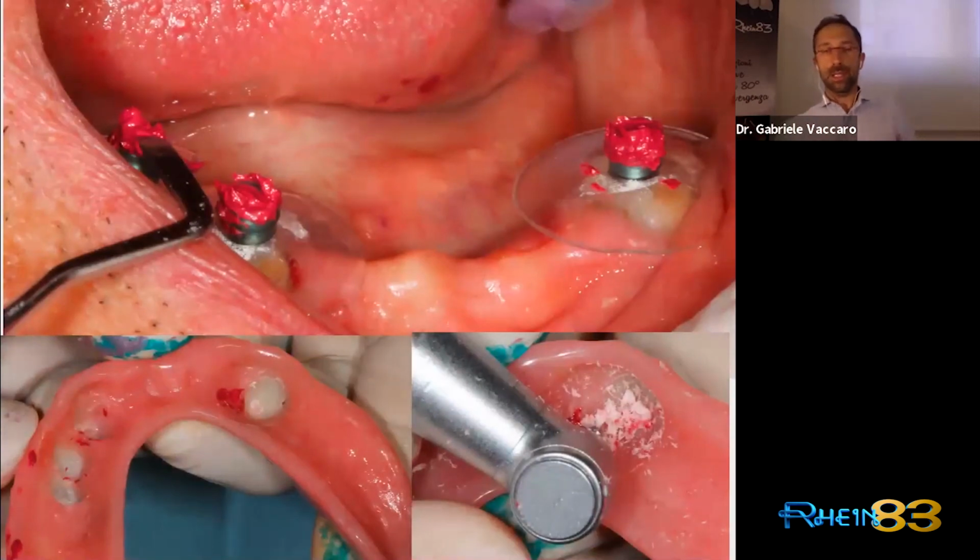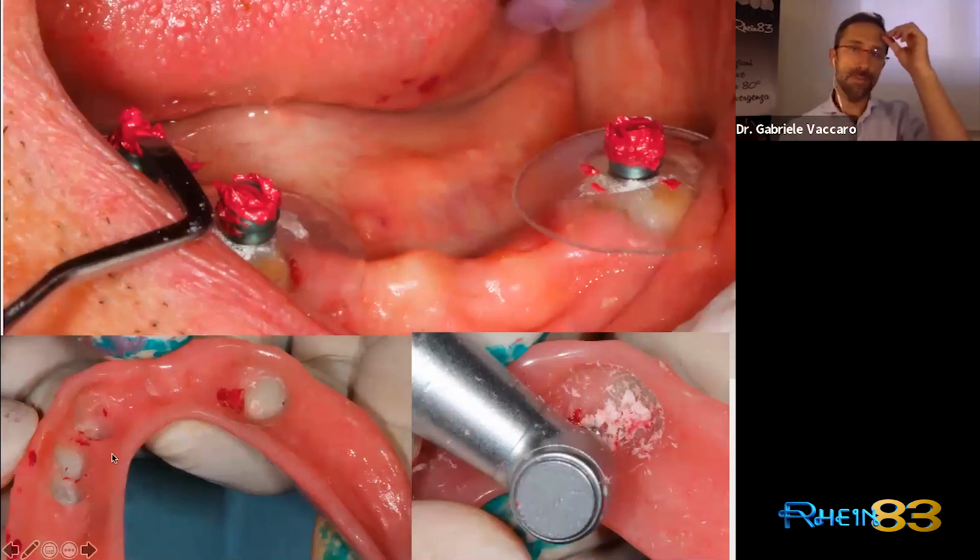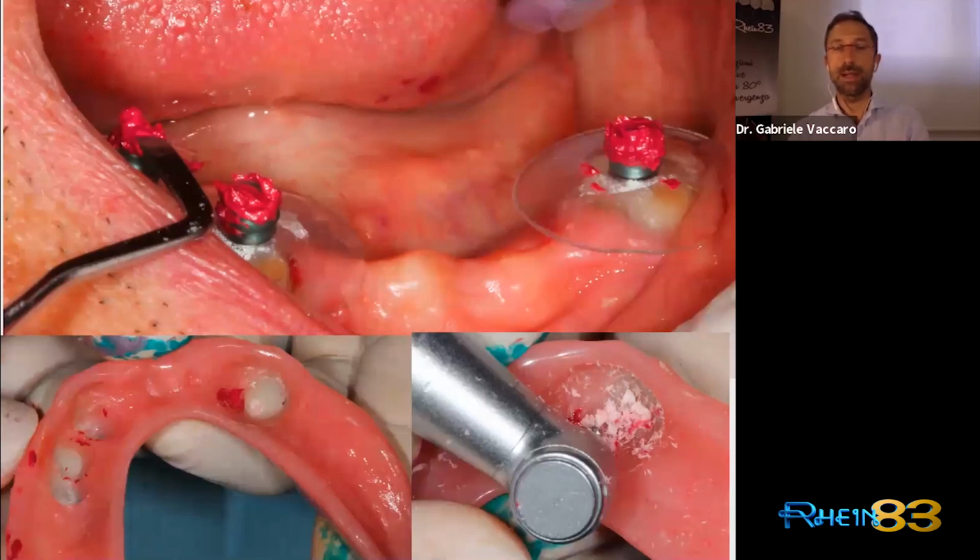After that, the laboratory gives us the temporary denture, and this is how you have to reline the denture over the root. Most of the attention must be paid to avoid any kind of contact between the cap and the resin of the clamp of the denture. Otherwise, all the occlusal load is relying on the root, not on the gum.